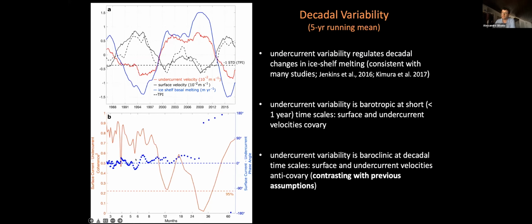We also did a coherence analysis, basically trying to understand the time scales of the barotropic and baroclinic response. When the phase angle here is around 0, it means that the surface flow and the bottom flow are covariant, so they are positively correlated. But at longer time scales, we see a flip. You have this baroclinic response: when you have westward anomalies at the surface, you have eastward anomalies at the bottom. With eastward anomalies at the bottom, you can have increased melting on the ice shelves. So this is what we call a baroclinic response.